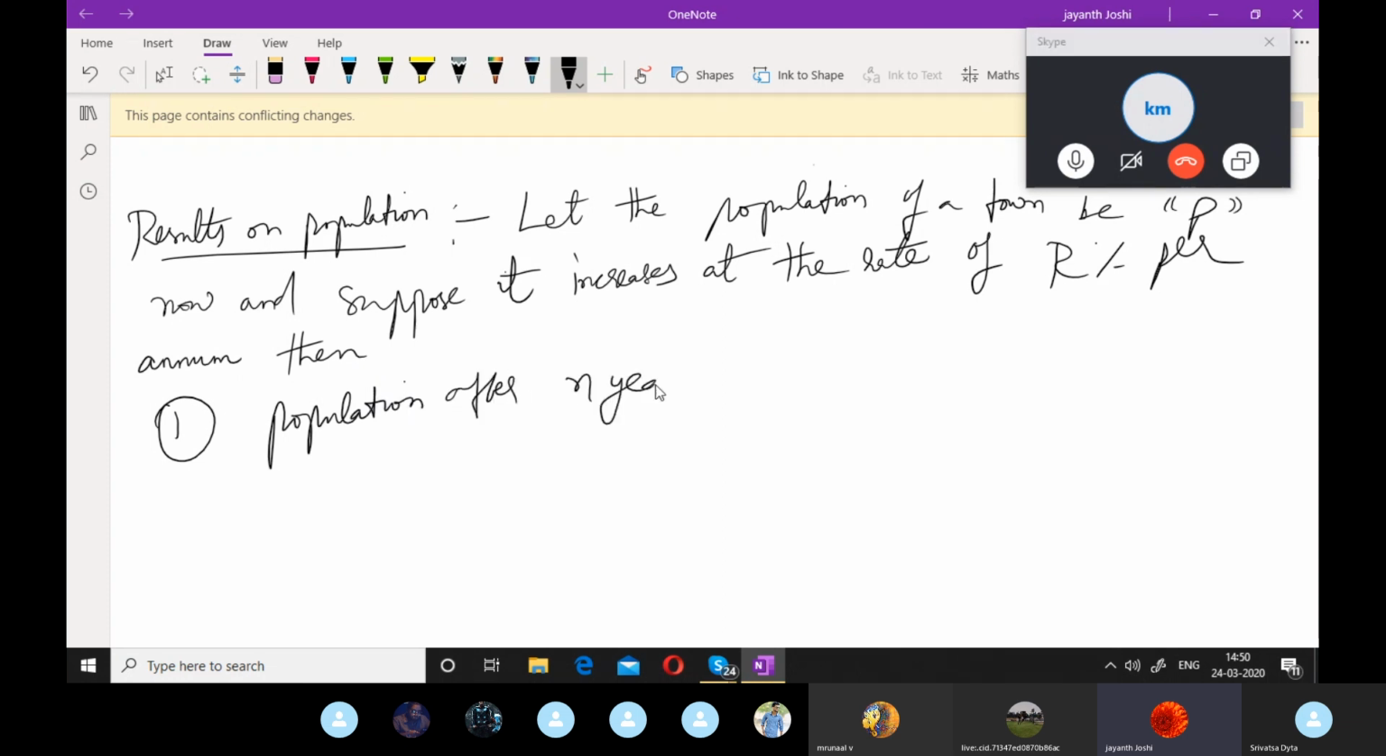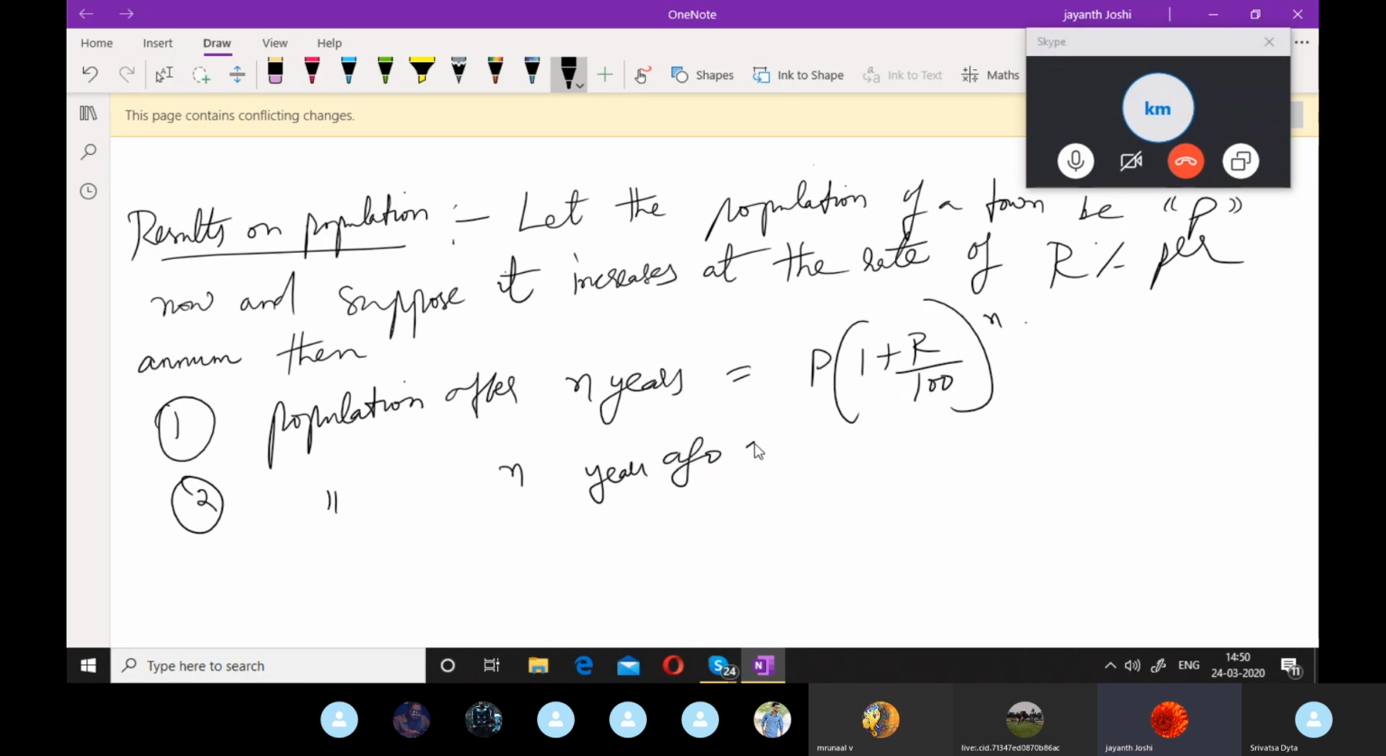after n years. I would have directly given you the formula, but I wanted to explain the concept, so I explained the concept also. It would be P into (1 plus R by 100) whole power n. So this formula is very similar to present value into (1 plus R) whole power n. Now this is after n years, and someone asks you population n years ago, that is, they're asking backwards, like before some time. Suppose you have been given a population of this year and they ask you population 5 years ago, so same formula but division comes into picture.